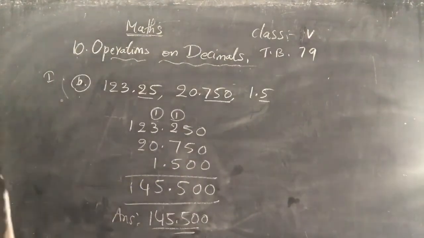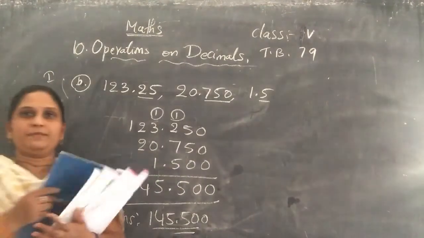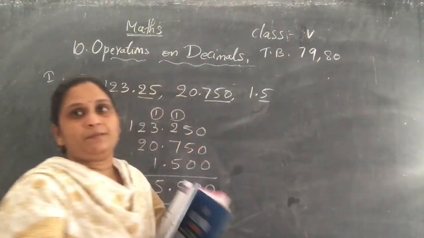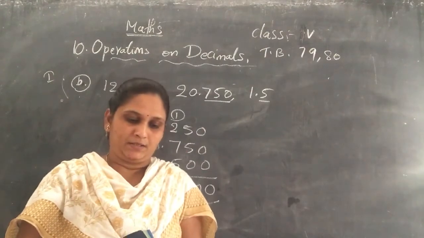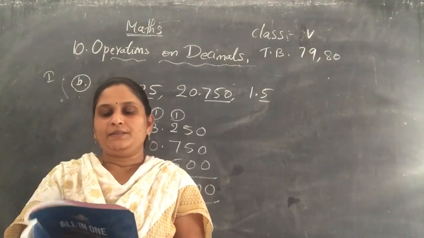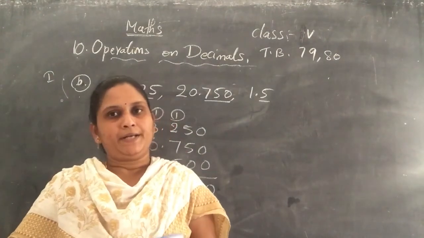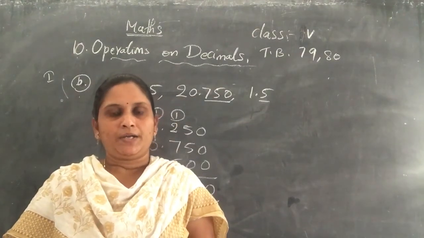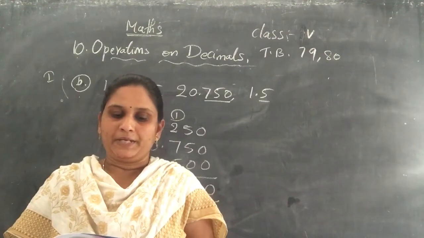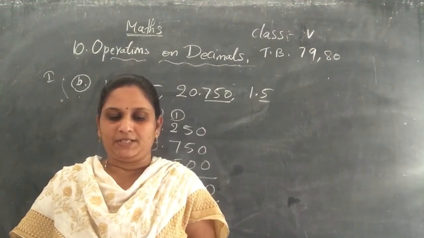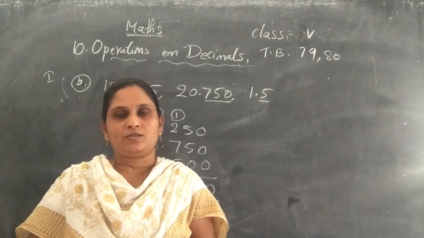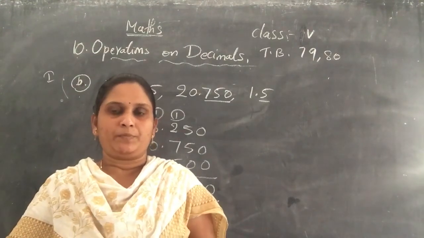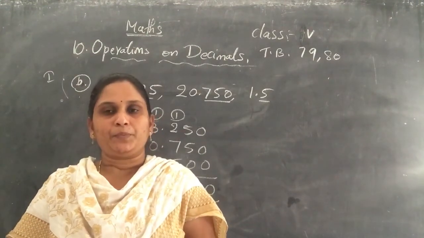Next, page number 80. Page number 80, here: read, think and solve. So here 4 sums are there. Here kilometers are there, kgs are there, meters are there and rupees are there. So I will give the clues. Based on my clues you can complete these 4 word problems, students. Okay, the first one I am going to read.